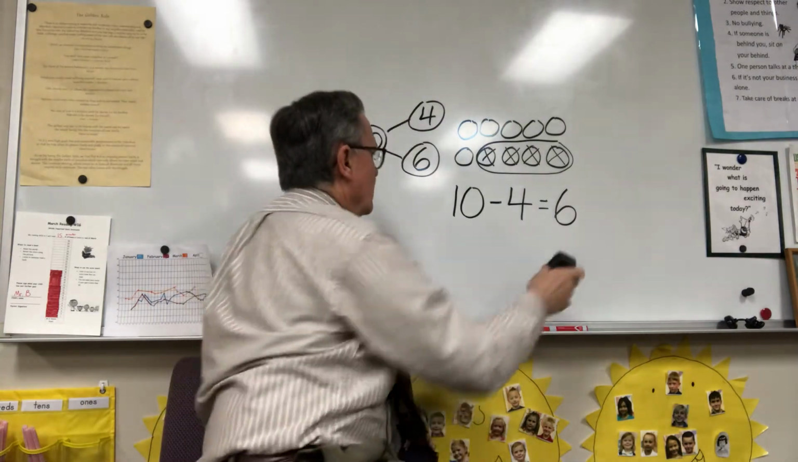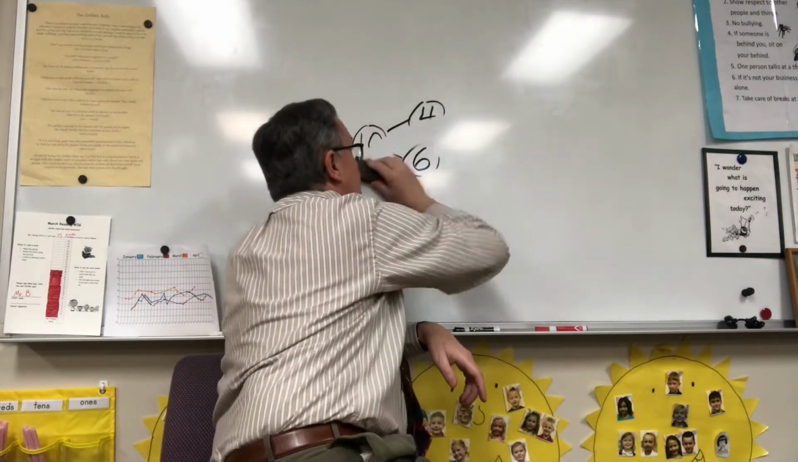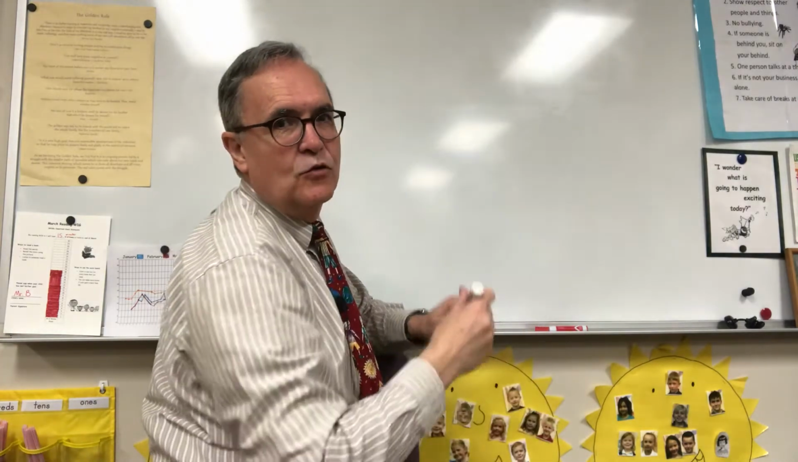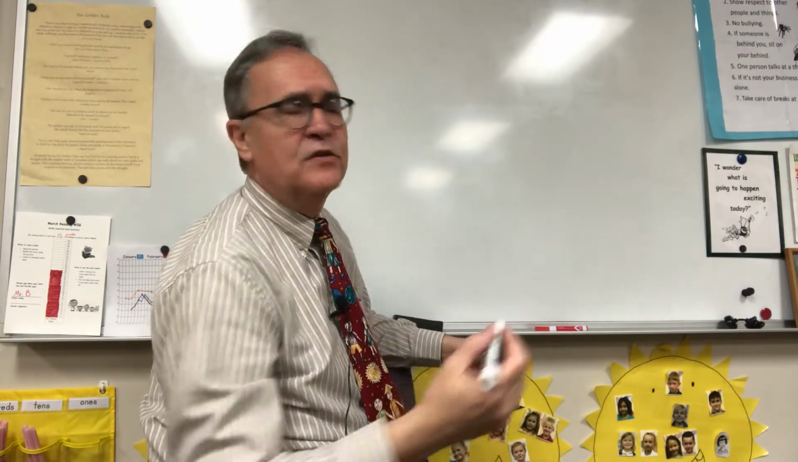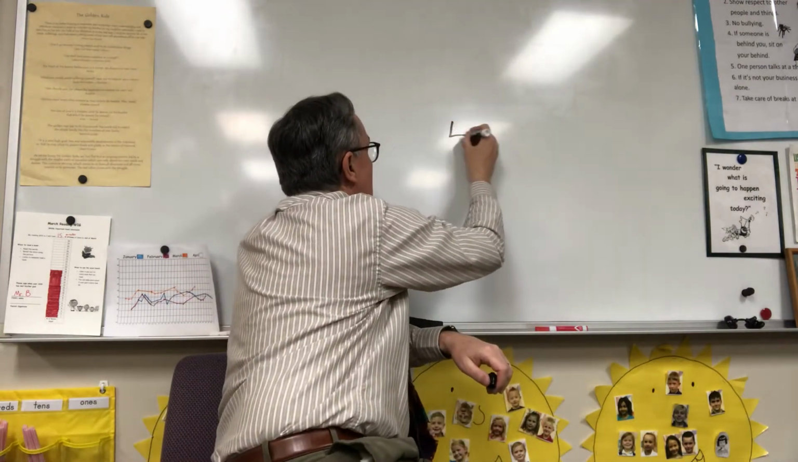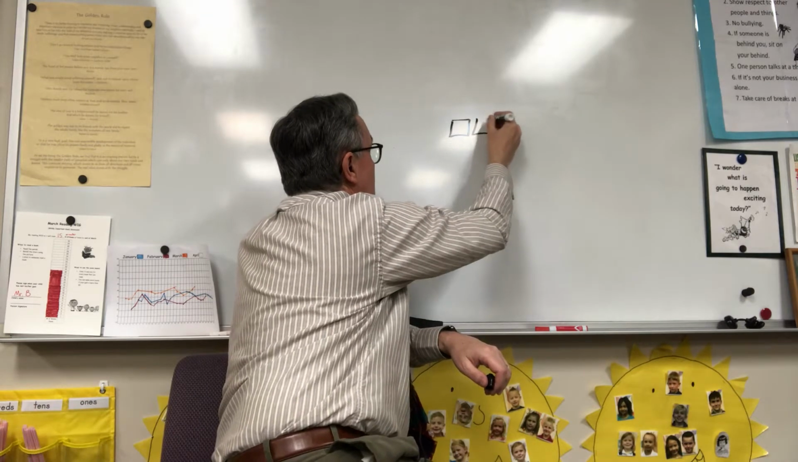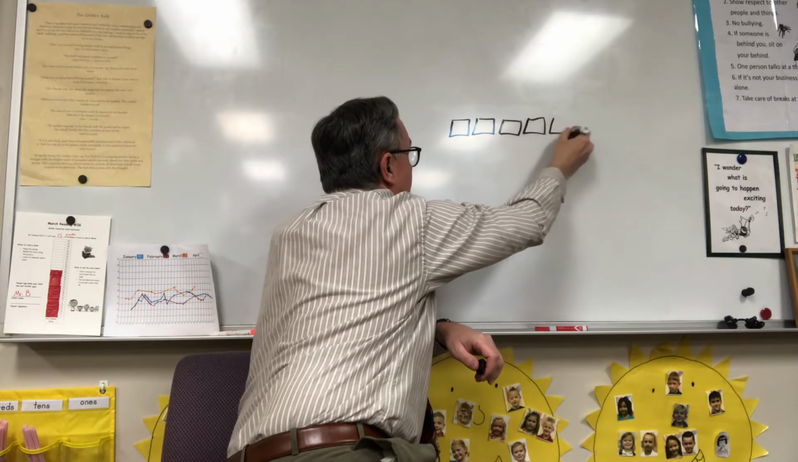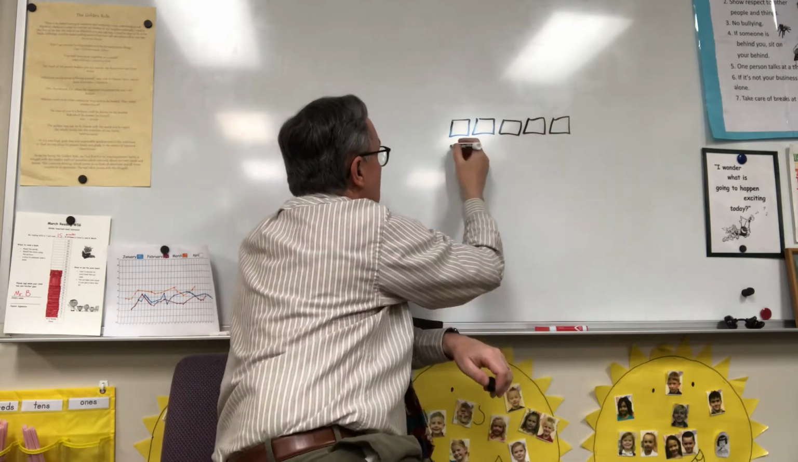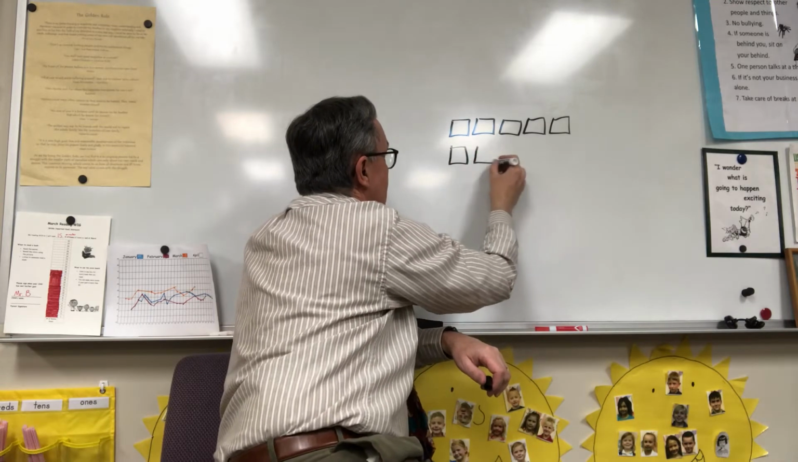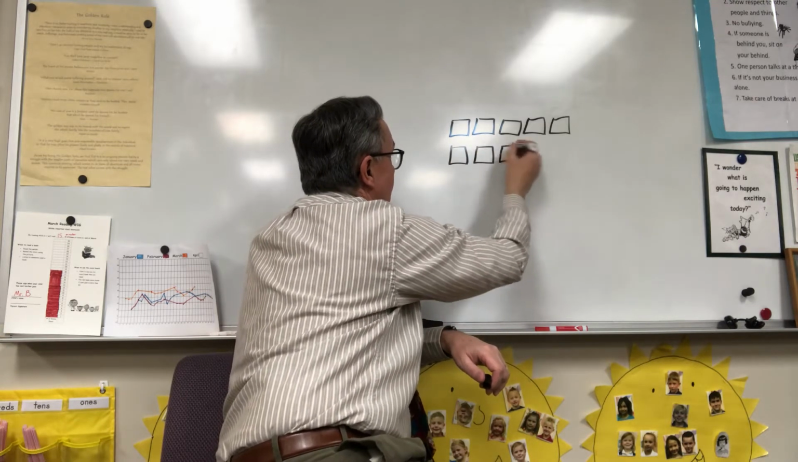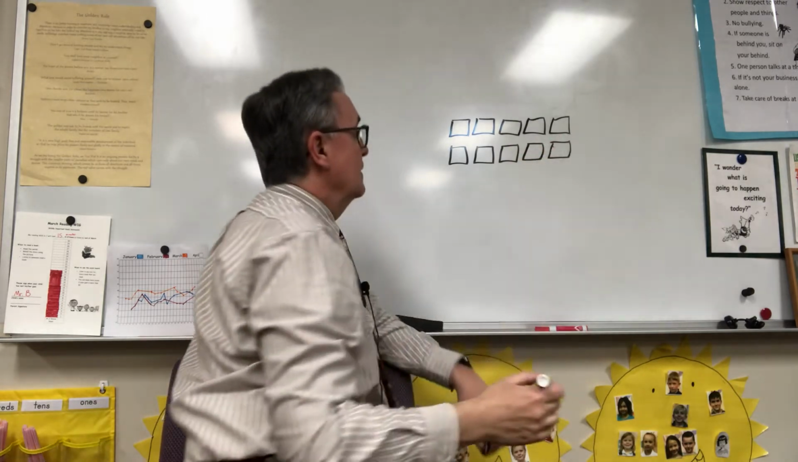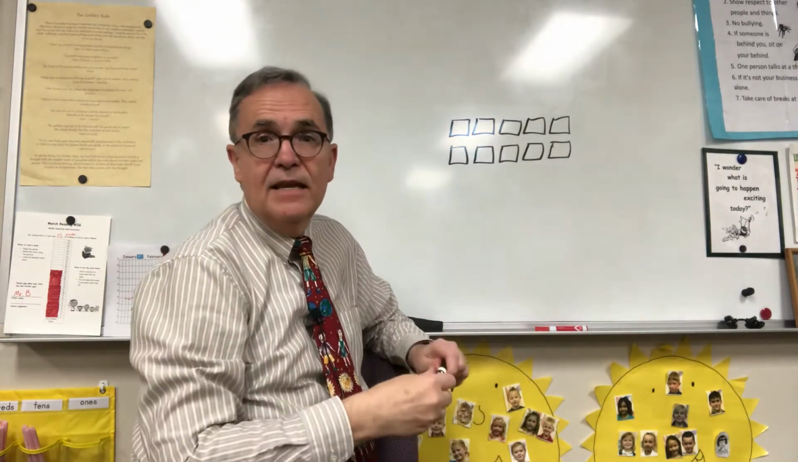Okay, let's go to Chris. Chris has got some toy cars. He's got 10 toy cars. Do you know what? I feel like making squares. 1, 2, 3, 4, 5, 6, 7, 8, 9, 10. There's Chris's 10 cars.